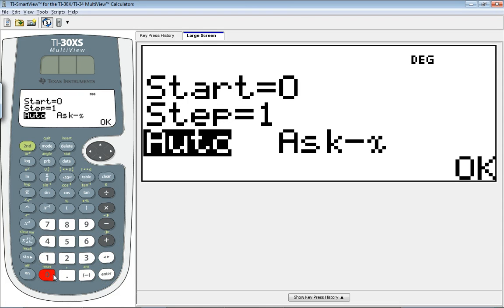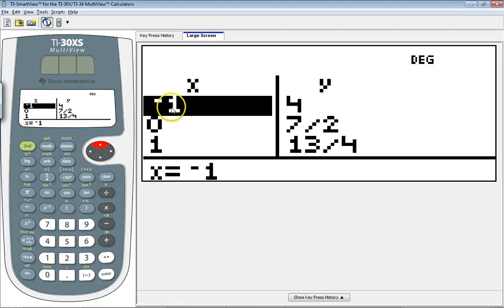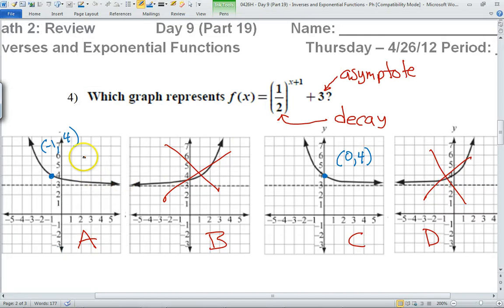Let's start off at 0. Okay, I see 0, 7/2. So it's looking like it's not C. So let's look back at -1 and see if that says 4. -1, 4 is on the table. So that means the correct answer is A, because it has -1, 4. That is the best way to do this problem.